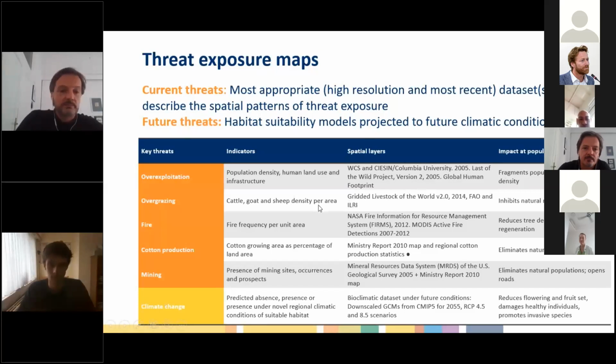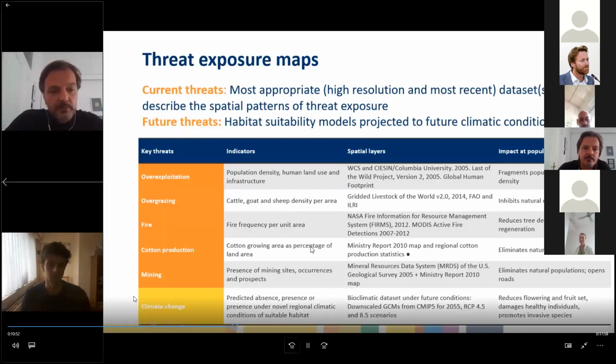the population level. The other threats are looking more into, let's say, overgrazing is looking into livestock density. Here also the data set, fire frequency, land use change. But I'm not going now into all the detailed steps.